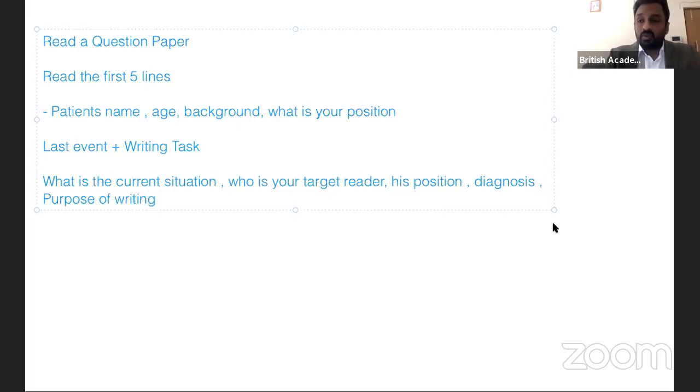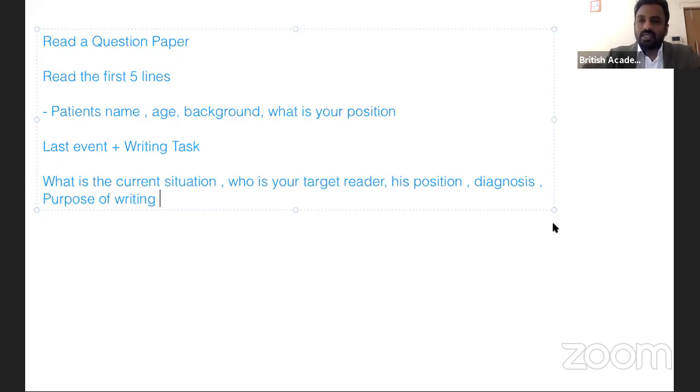When you read the writing task, you get to know who the target reader is, his position, and the purpose of writing this letter. From the last event, you get to know the current problem the patient is facing, the current situation for which you're writing, and what kind of help you need from the target reader. This is something you will be very clear about. Make sure you read the question paper in this way. I can assure you, you will be able to plan your letter appropriately.